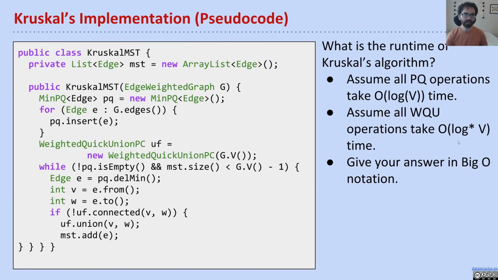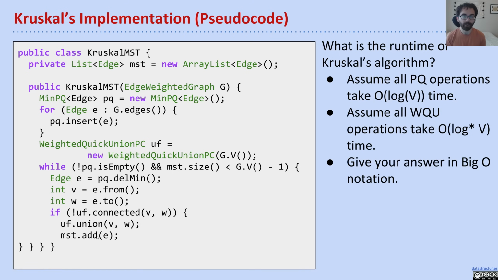So here's some pseudocode, and basically what it does is we create a list of edges. That's where we're going to store the MST. We then create a priority queue of edges, insert all of the edges so that they're sorted by weight. We create a weighted quick union with path compression to track connectedness. And then as long as there are more edges to consider, and we don't have a full MST, we're going to take the best edge. We're going to see if the two vertices on either end of the edge are already connected, and if they're not, we'll union them in the quick union object, and then we'll add that edge to the minimum spanning tree.